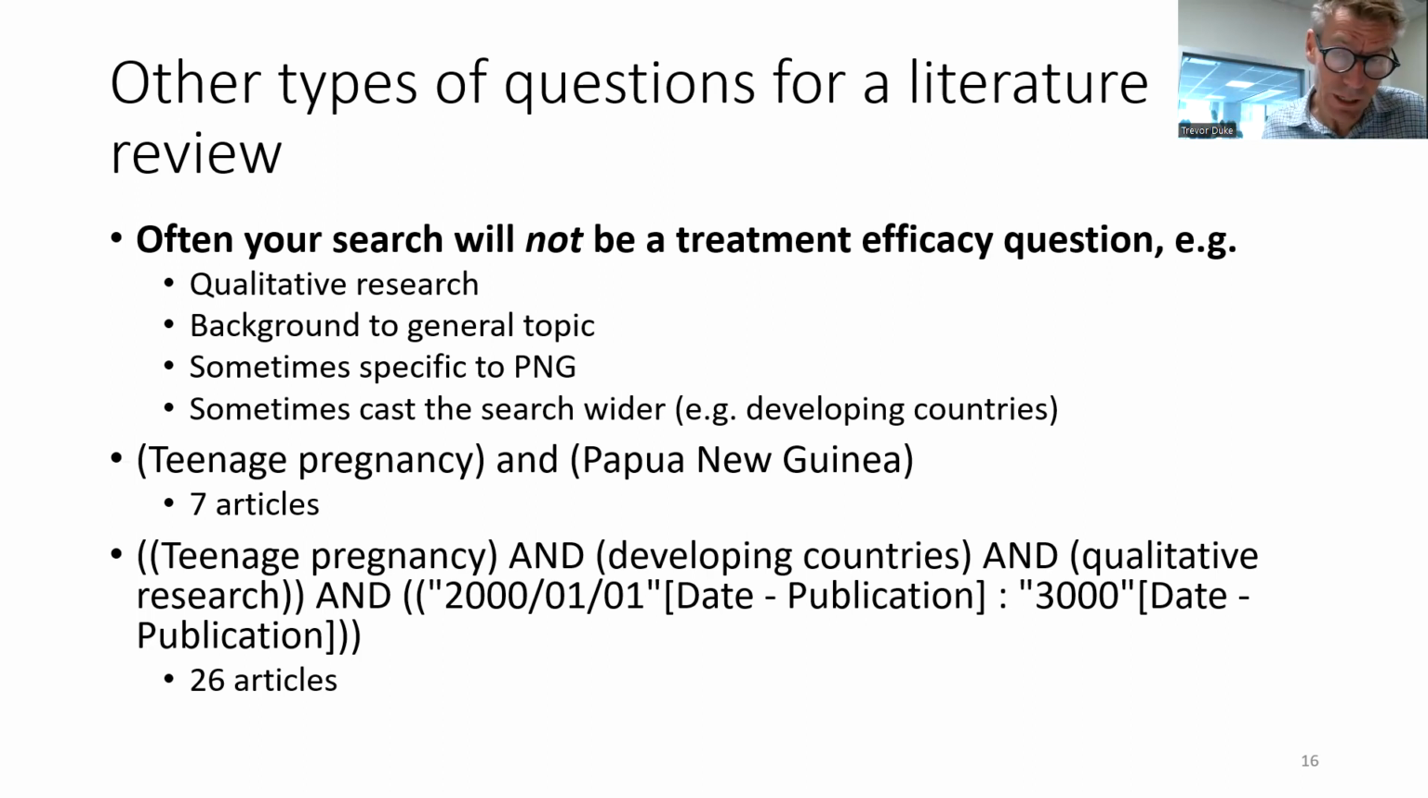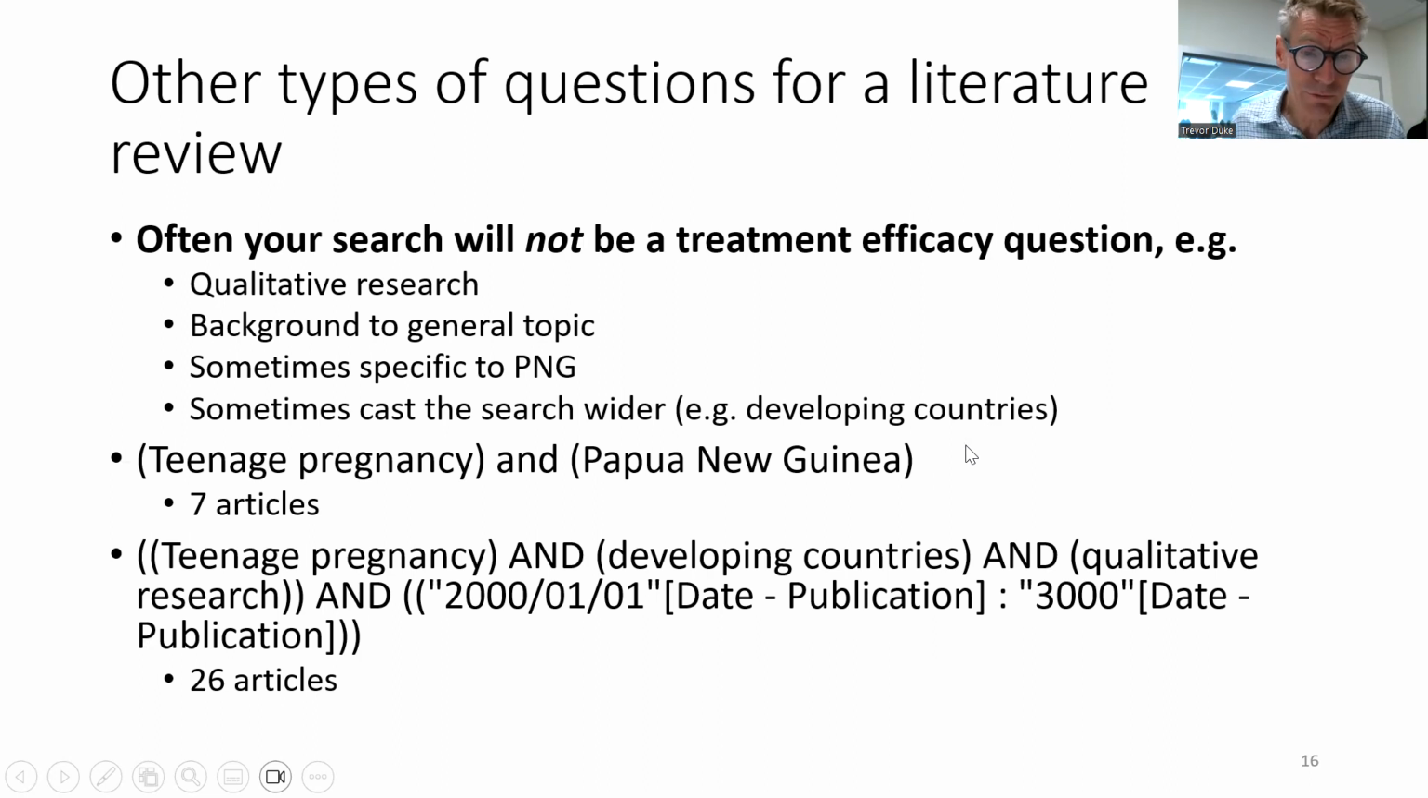So, for example, I just took Dr. Levi's question or topic of teenage pregnancy and tried to understand how many papers had already been published on teenage pregnancy in Papua New Guinea. And again, there's 7 articles. Only 7 articles have been published that include the search terms teenage pregnancy and Papua New Guinea.